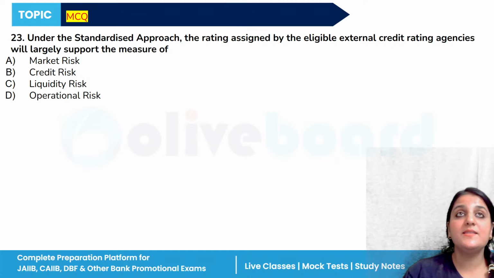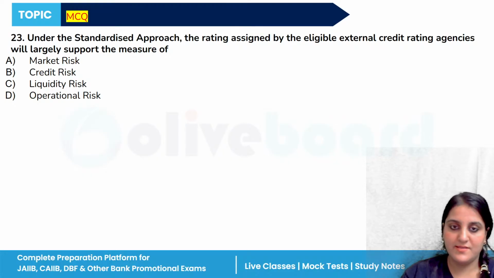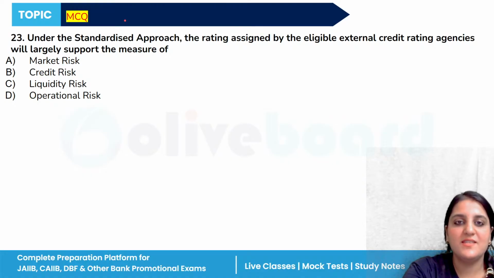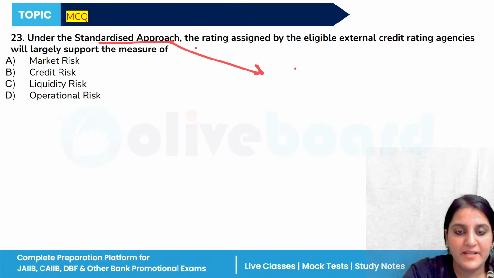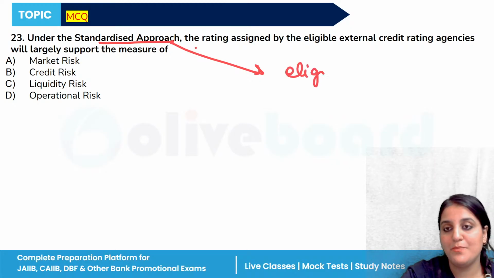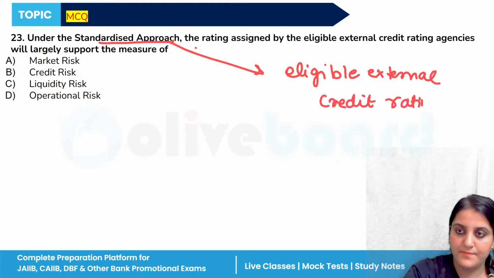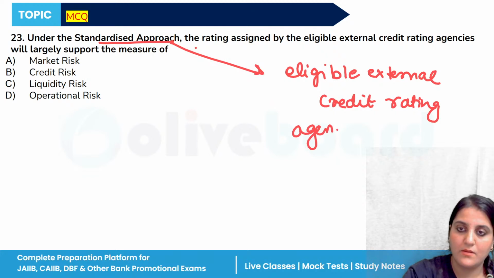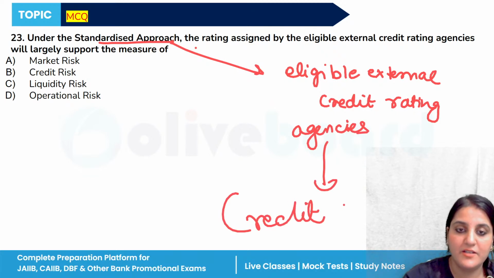Now, under the standardized approach, the rating assigned by the eligible external credit rating agencies will largely support the measure of credit risk. If we talk about this standardized approach, it is basically the rating which is assigned by the eligible external credit rating agencies, which largely support the measure of credit risk.